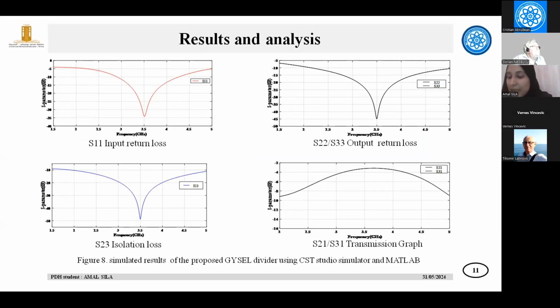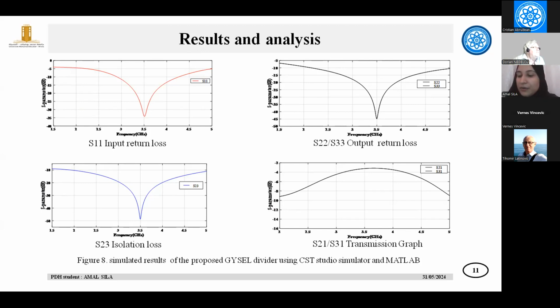Result and analysis. In this section, we will analyze the simulation performance of the GYSEL power divider design using CST simulator and MATLAB simulator. The simulation results indicate a wide bandwidth of operation ranging from 3.5 gigahertz to 3.6 gigahertz. Within this frequency range, both the input return loss S11 and output return losses S22 and S33 are better than minus 25 dB. This signifies good signal matching between the divider and connected device. The isolation between the output ports represented by the S23 parameter is greater than minus 35 dB across the bandwidth.